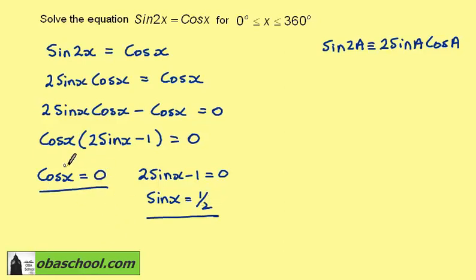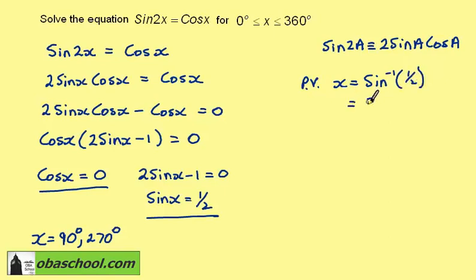If x is between 0 and 360, then the cosine of x is 0 if x is 90 degrees or 270 degrees. And we should know these values as we know the graph. For sin x equals a half, we look for the principal value. x is going to be the inverse sine of a half. This is a value we should know, but we can use the calculator to get 30 degrees.